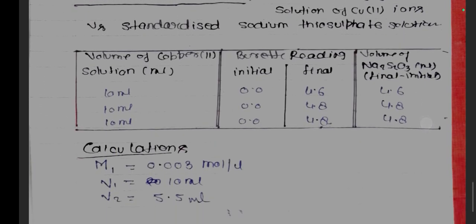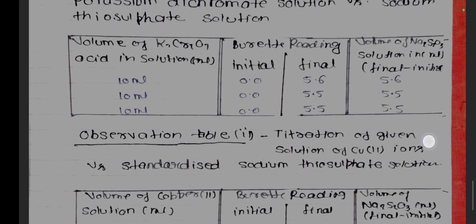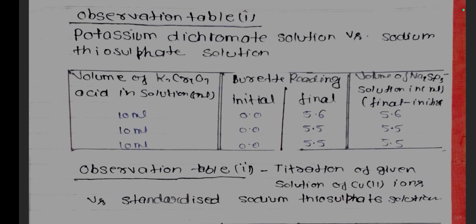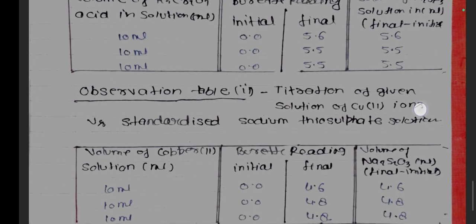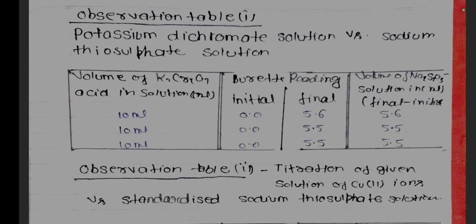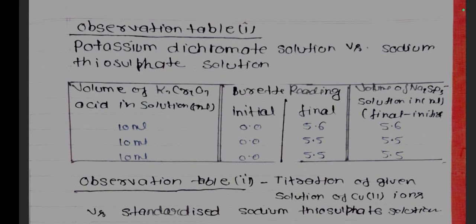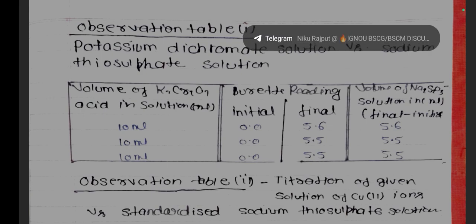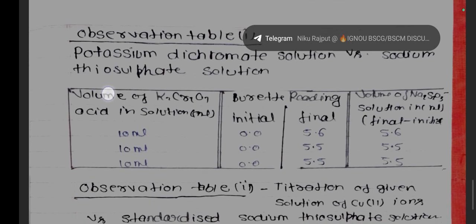There are two observation tables. The first observation table is from the known solution, and the second observation table is the record from the unknown solution. The known solution is also called the standard solution, the solution which I made from the dichromate.